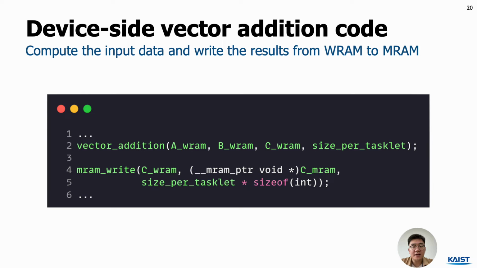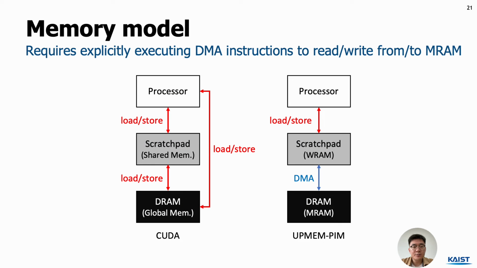After the data is ready, the device can compute the input data vector addition in this example. The results can be written to the DRAM banks by calling the MRAM write function. Later, the host can gather across multiple DPUs' MRAM to retrieve the final result of the vector addition. As briefly mentioned before, the DPU uses DMA instructions to load and store data to and from MRAM.